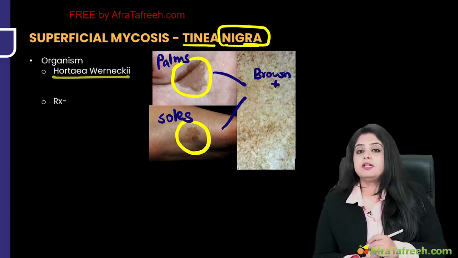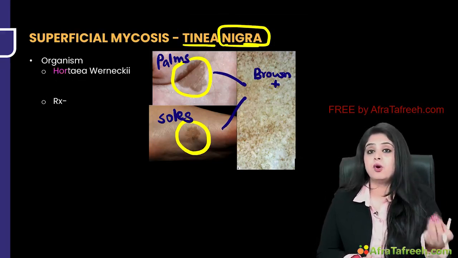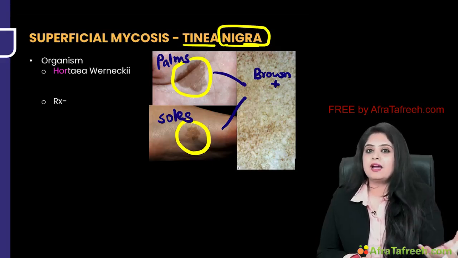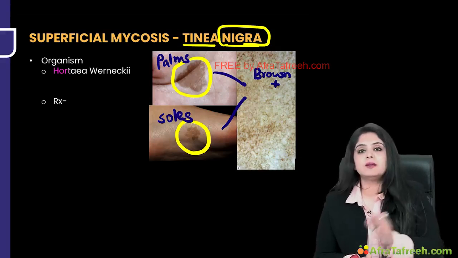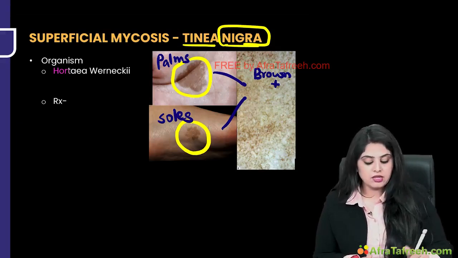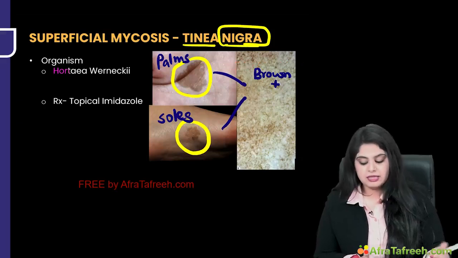It is because of Hortaea werneckii. Whenever I use the word hot, it means something is hot, so it's becoming black or brown. Whenever you heat something, it becomes black or brown. So whenever the word Hortaea comes, something black will come. That is Hortaea werneckii. And how is it going to be treated? Again with topical imidazole.